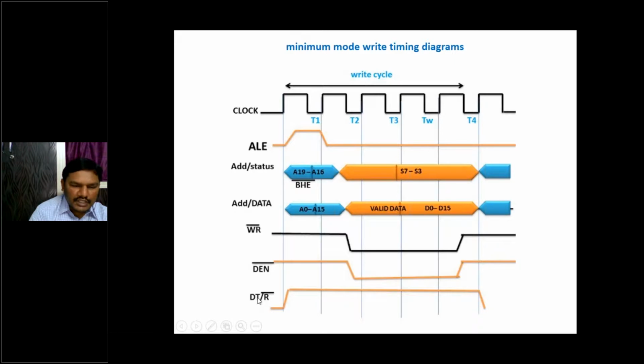DT/R bar means if this is 1, then T equals 1 and R bar equals 1. R bar equal to 1 means the bar is 0, meaning low, and transmission is active. So this is the timing diagram for the minimum mode write, and the same operation applies to the minimum mode read diagram. Only here the difference is that in the place of write I have drawn read, and in the place of DT/R bar I have drawn a logic high signal.